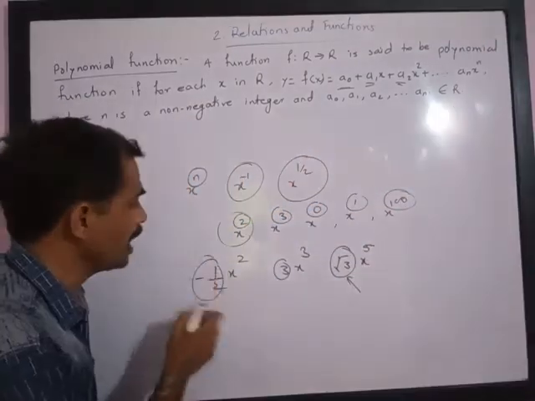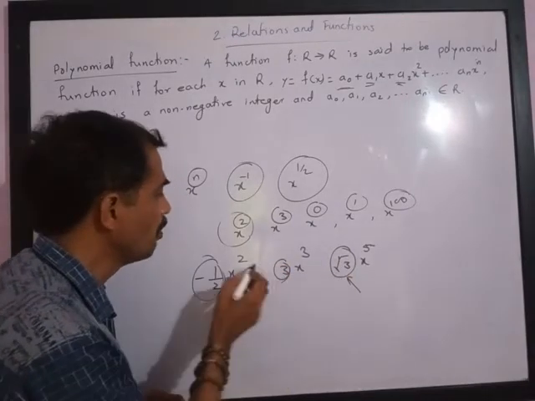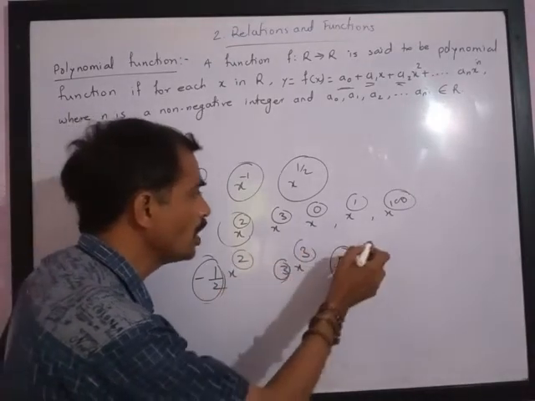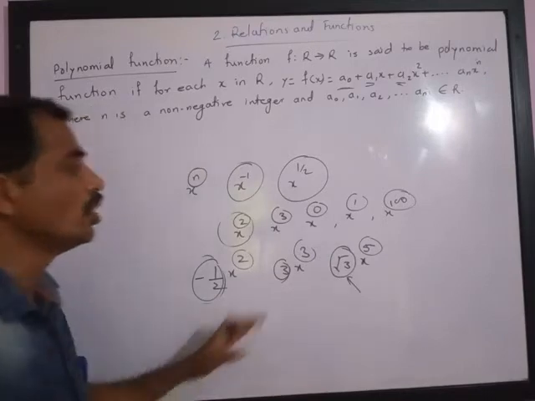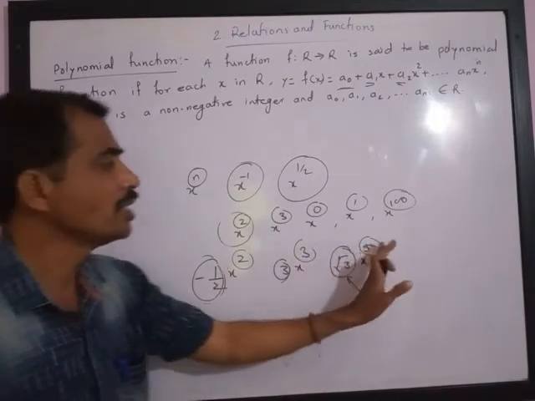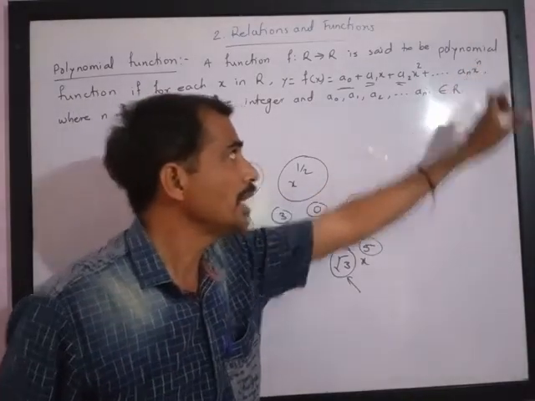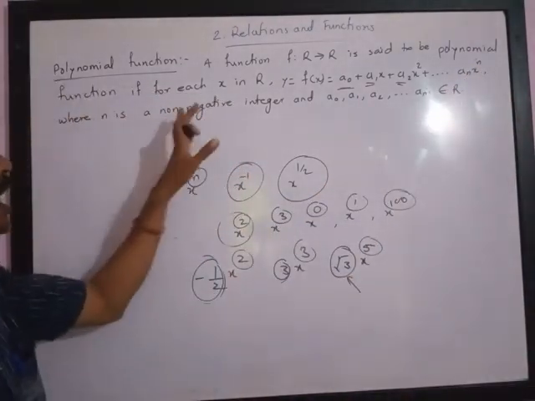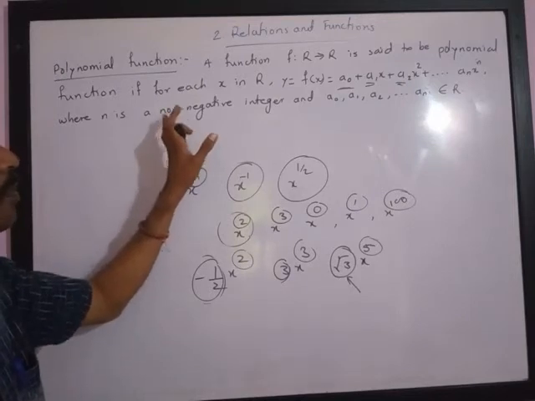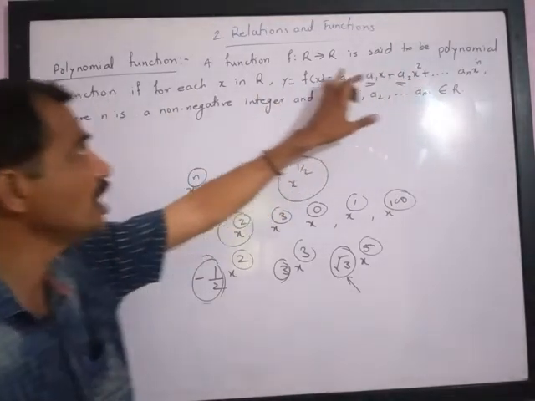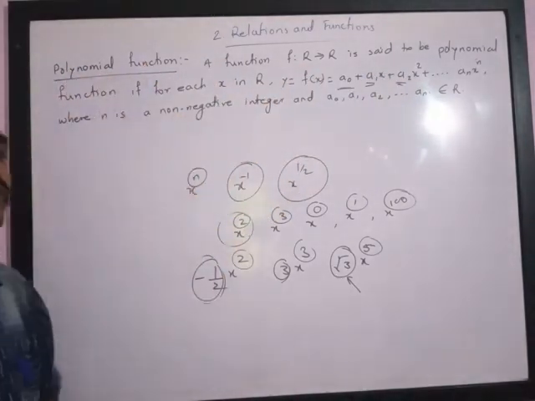they can be negative fractions, they can be positive integers, that is they all belong to real numbers. So these multipliers, coefficients, can be real numbers, but the powers must be non-negative integers. It can be 0 at the lowest, and at the maximum it can be any integer, which we have taken symbolically as n. So any polynomial which satisfies this condition is called a polynomial function.